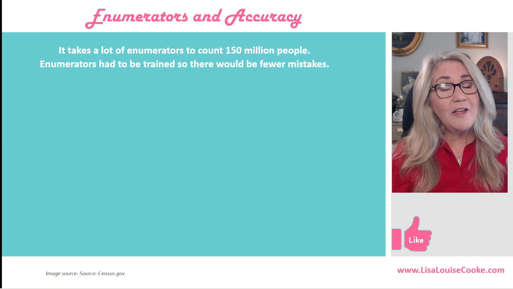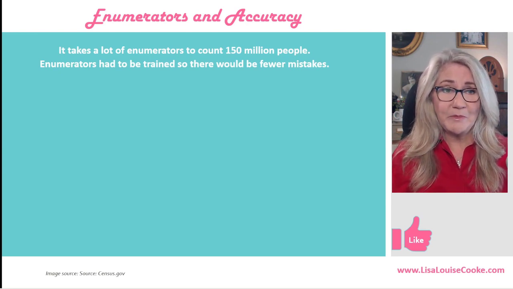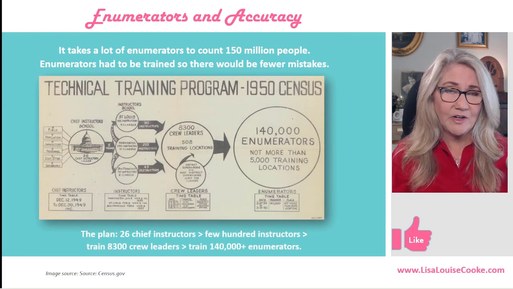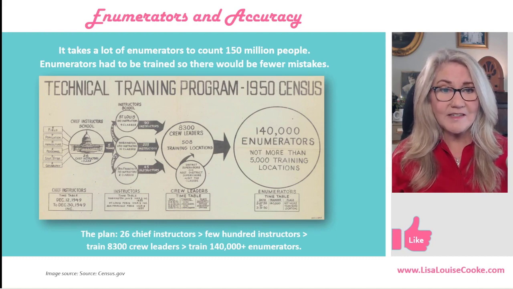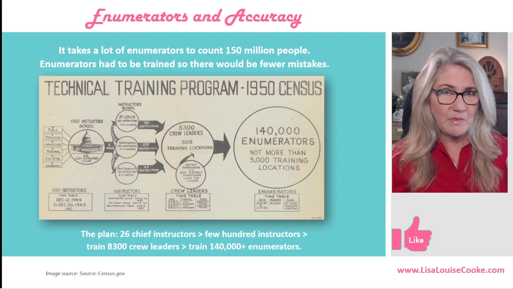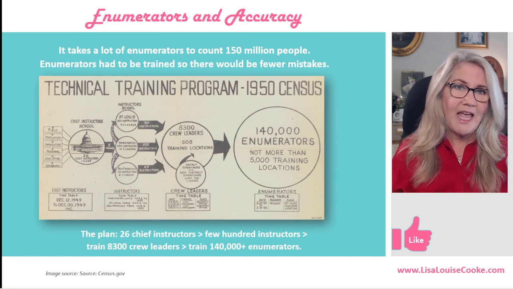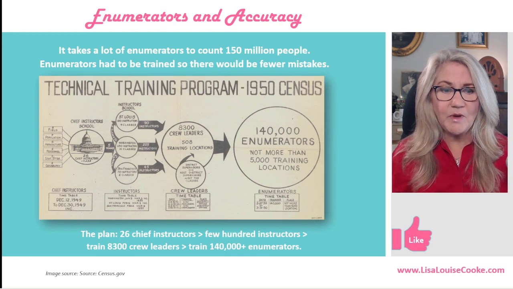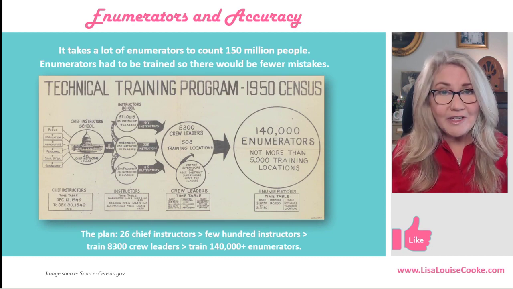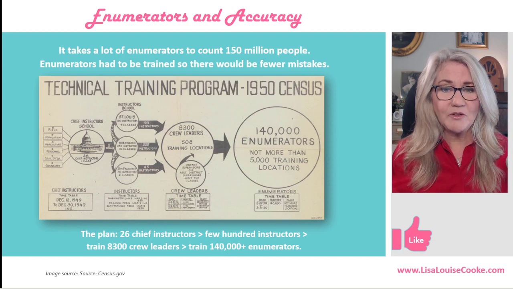So it takes a lot of enumerators to count 150 million people. And one of the things they were trying to do to make sure it was complete and accurate was to train them more than they ever had before. And so this is the training program that they put into place in 1950. They started with like 26 of these chief instructors, the people who kind of put the game plan together. And then they trained a few hundred instructors who went out and then had 8,300 crew leaders across the country, eventually training 140,000 enumerators. Pretty incredible amount.